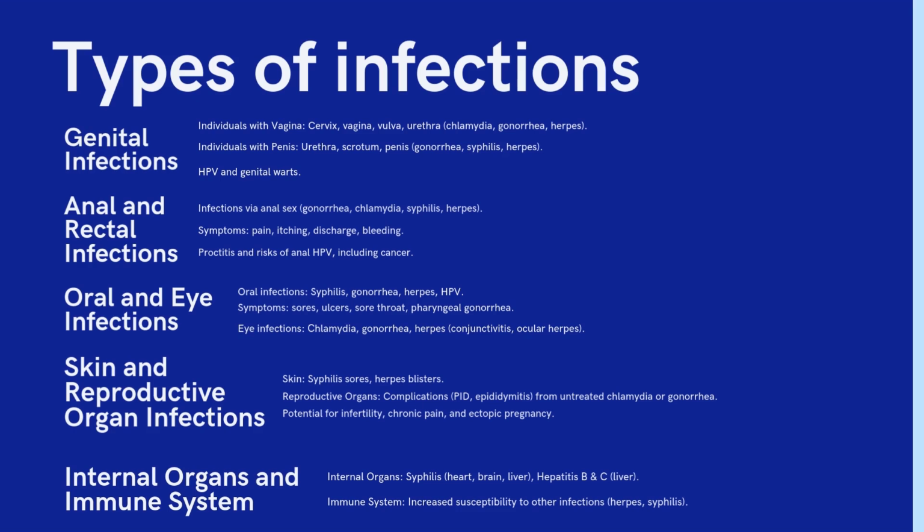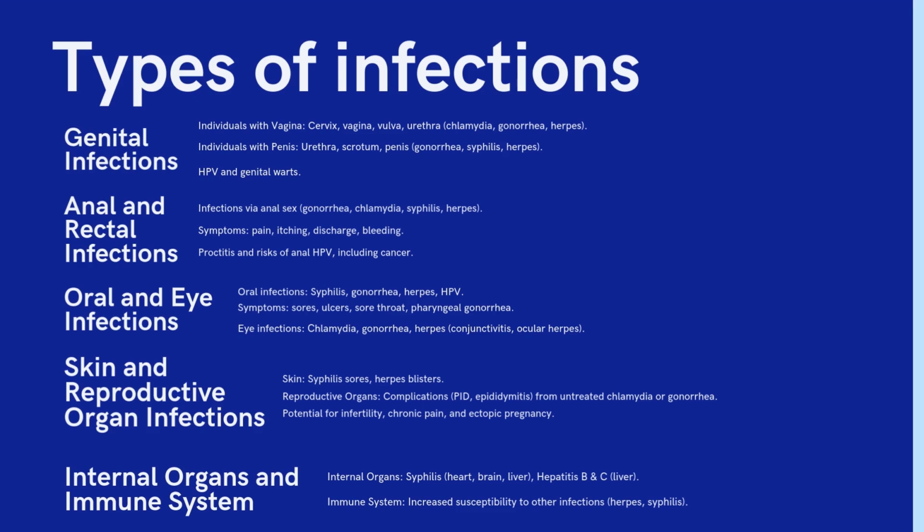Infections like syphilis, gonorrhea, herpes, and HPV can cause symptoms ranging from sores or ulcers on the lips or inside the mouth to a sore throat, redness, and swelling. Gonorrhea in the throat, or pharyngeal gonorrhea, might not show symptoms but can still be contagious. Herpes may cause painful blisters or cold sores around the mouth. Oral HPV can result in lesions or, rarely, cancers of the mouth and throat.